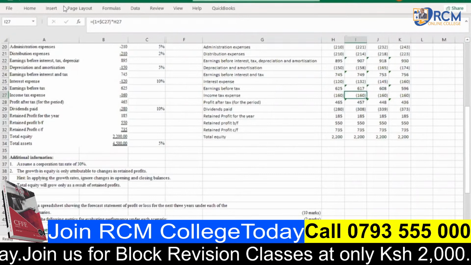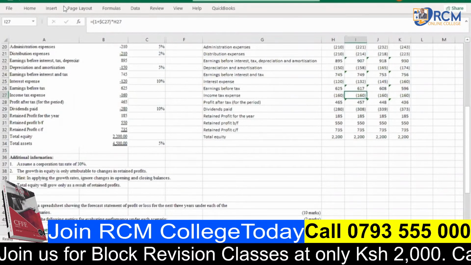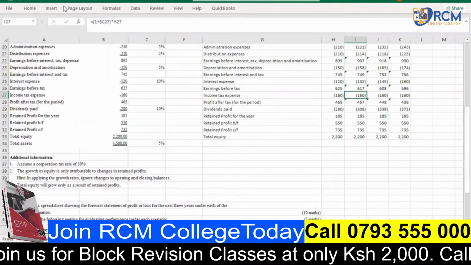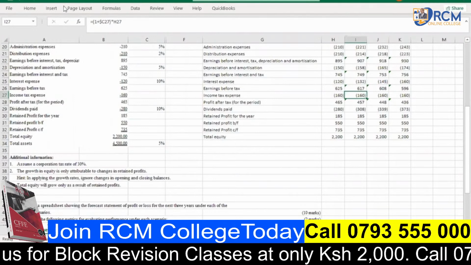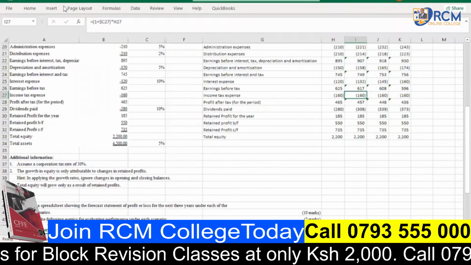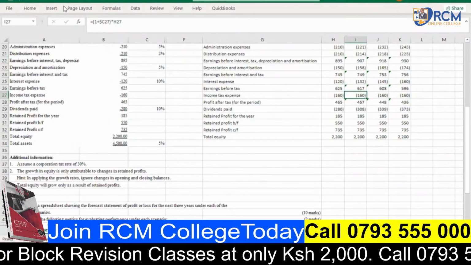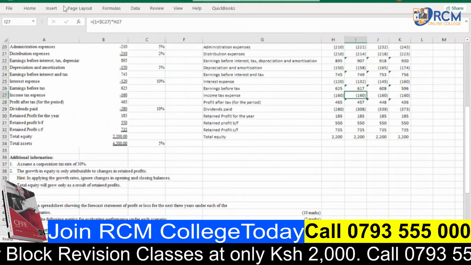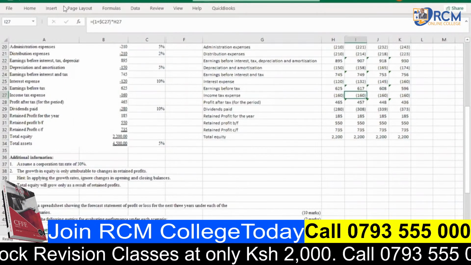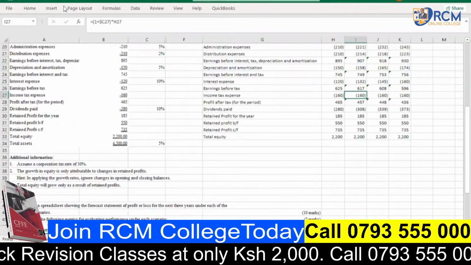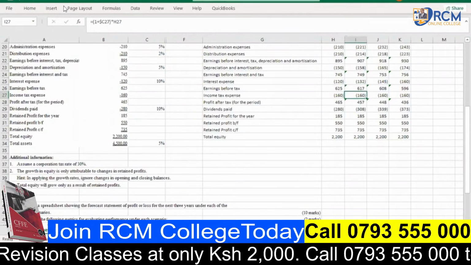What is this 150? Where is this 150 coming from? Depreciation. So when you want to charge tax, we add back depreciation. Depreciation is 158.